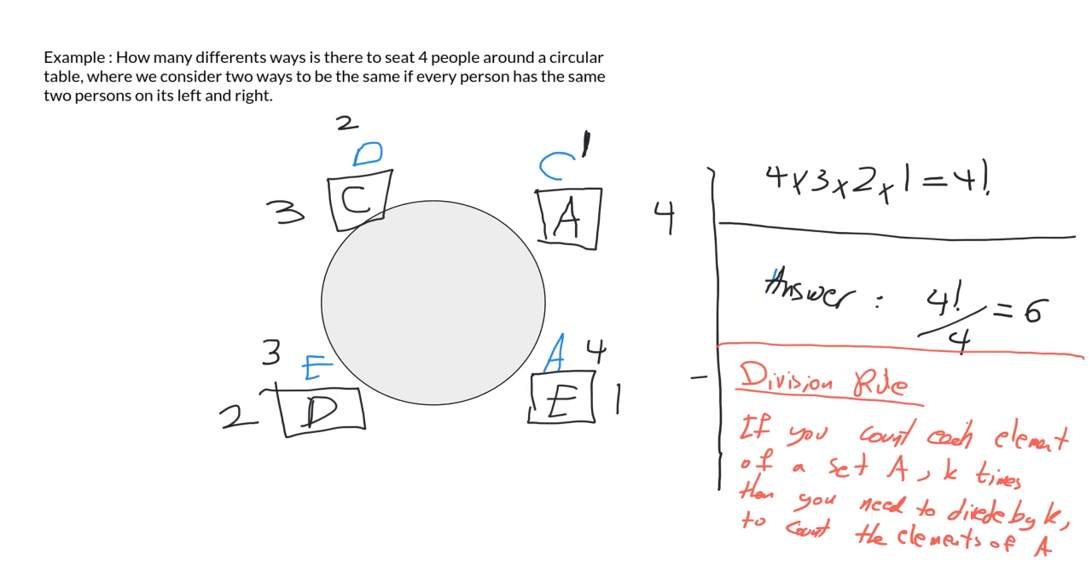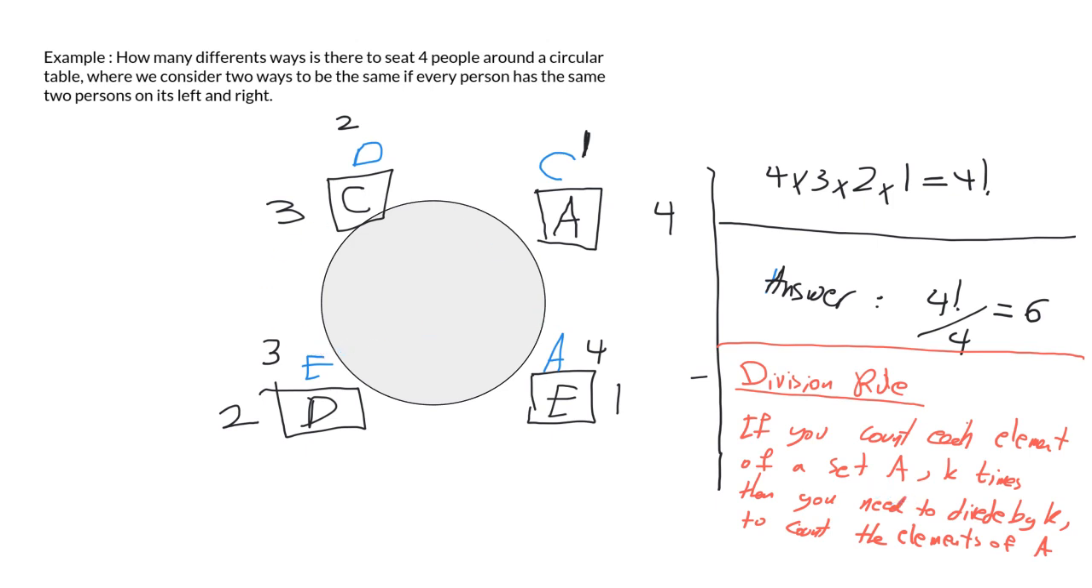So I read it again. It says that you are trying to count the elements in some subset A, and by some method you have counted each one of those elements k times, and then the total number that you have obtained you have to divide by k to get the actual number of elements of the set A.